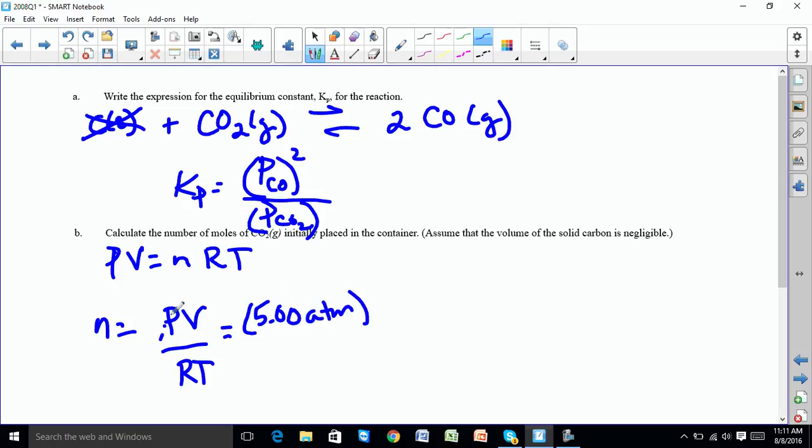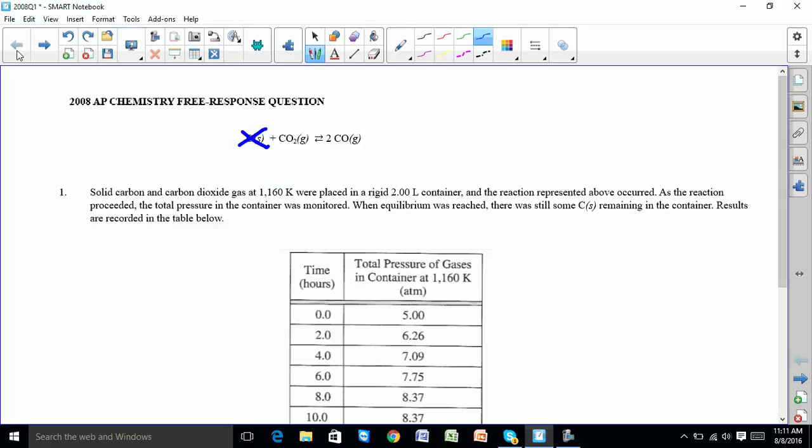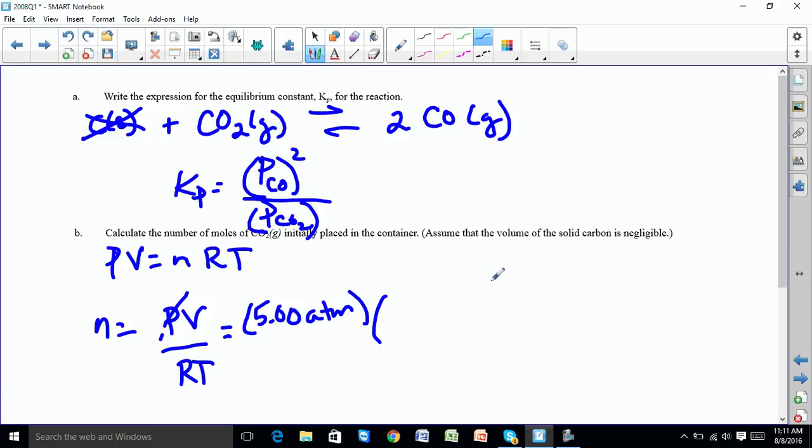So that's P. If you go back to the beginning, this is the volume right here, 2 liters, and then 1,160 K is the temperature. And then R. By the way, if it bugs you that there's nothing down here, R is downstairs, so I'm going to do the reciprocal, 0.08206.